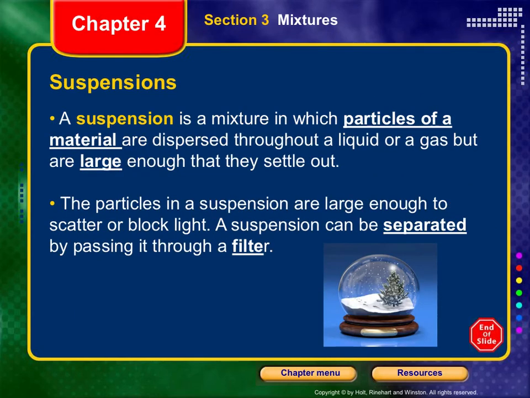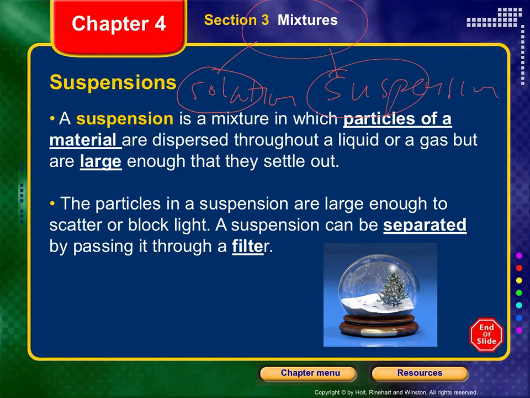All right? So we've gone over solutions. Now the next big category we're going to talk about is the suspension. Suspension. So suspension is a mixture in which the particles of a material are dispersed throughout a liquid or a gas, but are large enough that they do settle out.